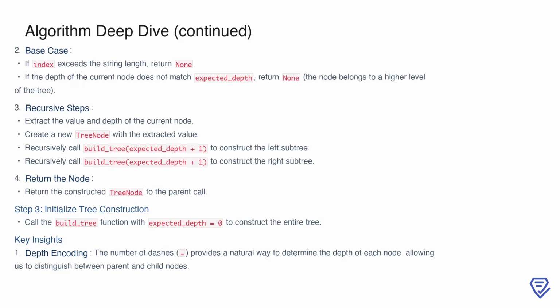For the recursive steps, we first extract the depth and value of the current node, create a new tree node instance with this value, and then recursively call build_tree with an incremented depth to construct the left and right subtrees. Once the subtrees are constructed, we return the current node to its parent. Finally, the tree construction process is initiated by calling build_tree with an expected depth of 0, which corresponds to the root node of the tree.